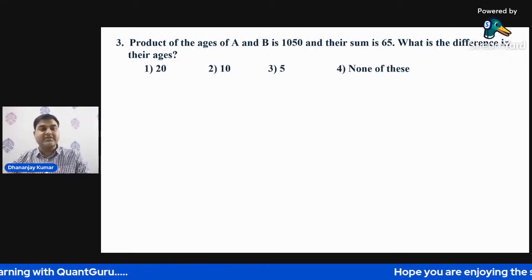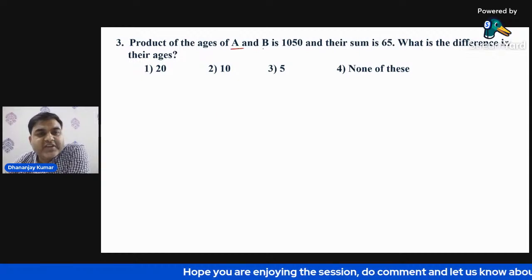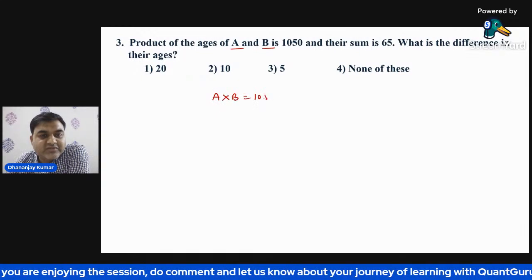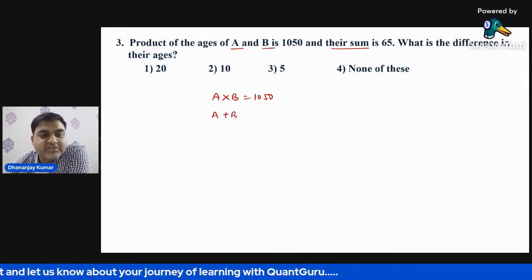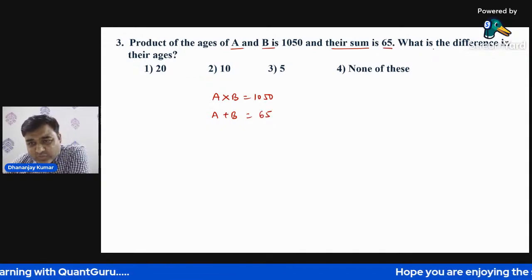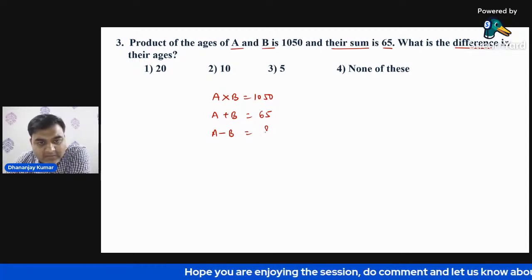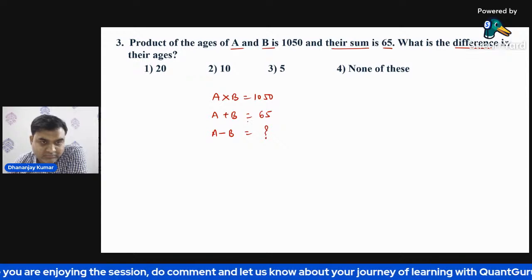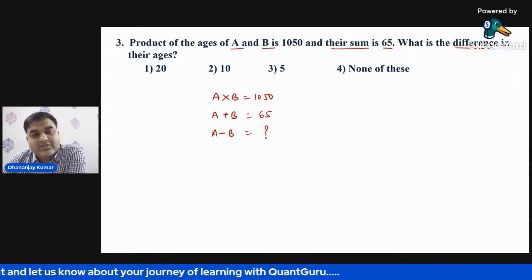How to do this question? Look at the screen. What is there? Product of the age of A and B. What is given? A into B is given as 1050, right? And their sum, in the sense A plus B, is given. The sum of these two is 65. What is it asking? What is the difference? A minus B is equal to what? Try finding out.